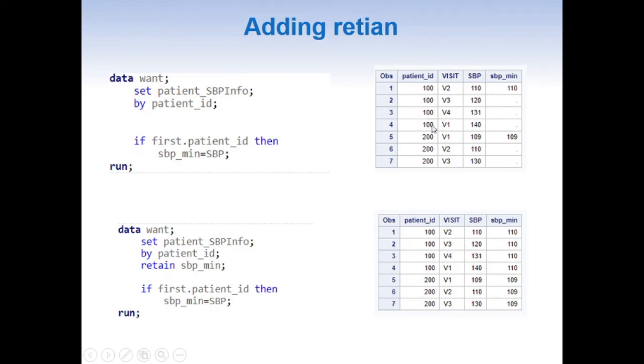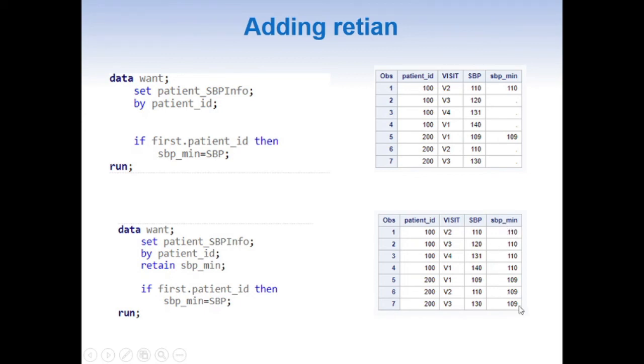But when we get into 200, the very first observation where first.patient_ID is 1, then we are going to capture that value, and we are not going to capture the remaining values, so they are going to be retained as we have the retain statement here. By simply using if first dot logic and retain, we were able to capture the minimum values into one particular variable.